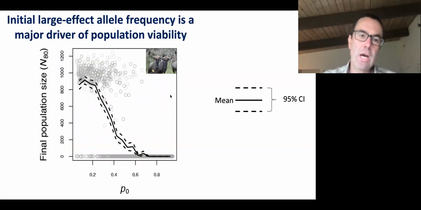What I'm showing you on the y-axis here is the final population size, N80, versus the initial allele frequency at the large effect locus for each of the 500 simulation repetitions. And what this is showing is that there's a really strong effect of the initial allele frequency on the population dynamics. And the population viability and the eventual population size is higher when the beneficial large effect allele is initially rare. This is showing you the mean and 95% bootstrap confidence interval here.